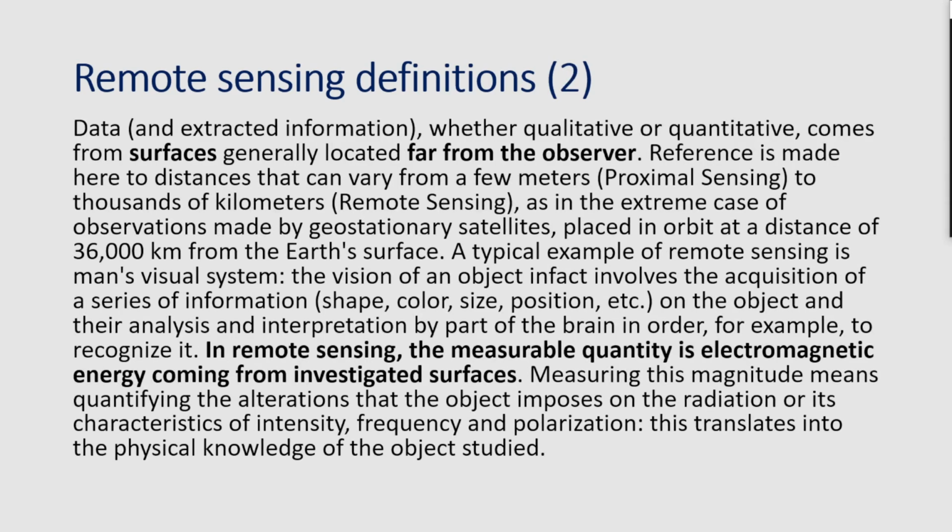Remote sensing definitions, 2. Data and extracted information, whether qualitative or quantitative, comes from surfaces generally located far from the observer.